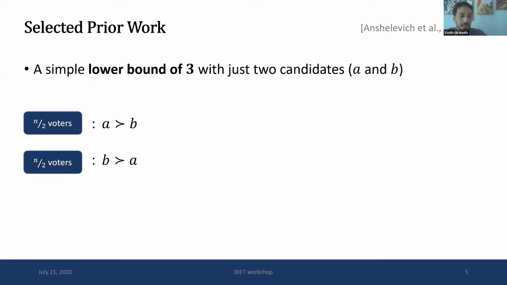So, the example that Elliot explained in detail. We have just two candidates, A and B. Half of the voters say they prefer A, half prefer B. So without loss of generality, let's assume the rule selects A. There's no way to distinguish between the two candidates.